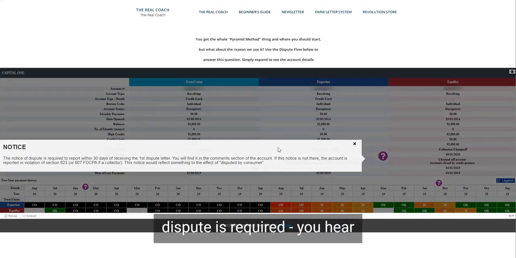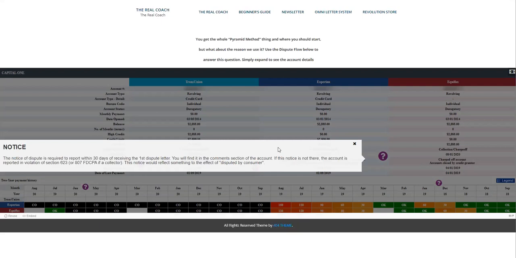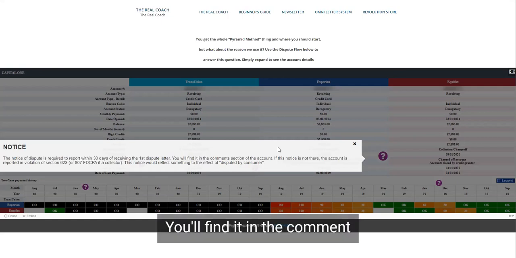So the notice of dispute is required, and you're gonna hear me all the time talking about this. The notice of dispute is required to report within 30 days of receiving the first dispute letter, right? So you write a letter, they receive it, your time starts, 30 days. You'll find it in the comment section of the account. And if this notice is not there by the 30th day after they received your letter, this account is reported in violation of section 623, or if it's a collector, I believe it's 807. So this notice will reflect something to the effect of disputed by consumer.